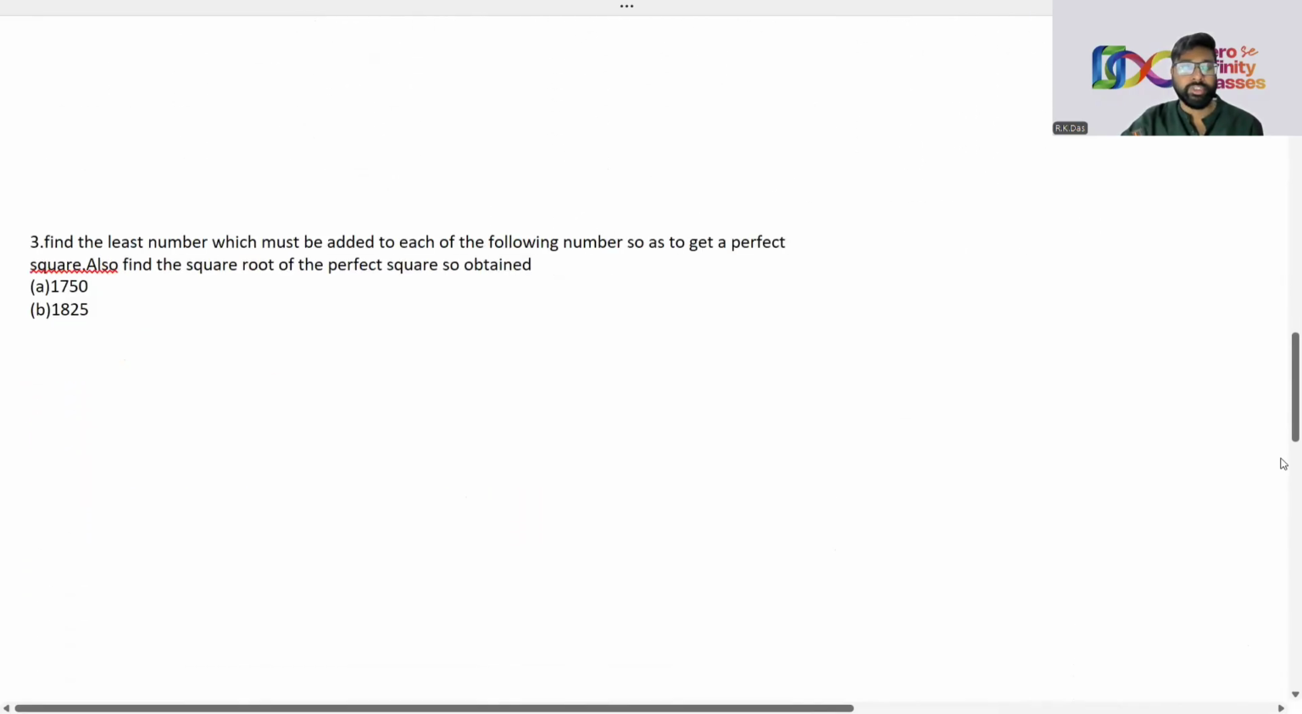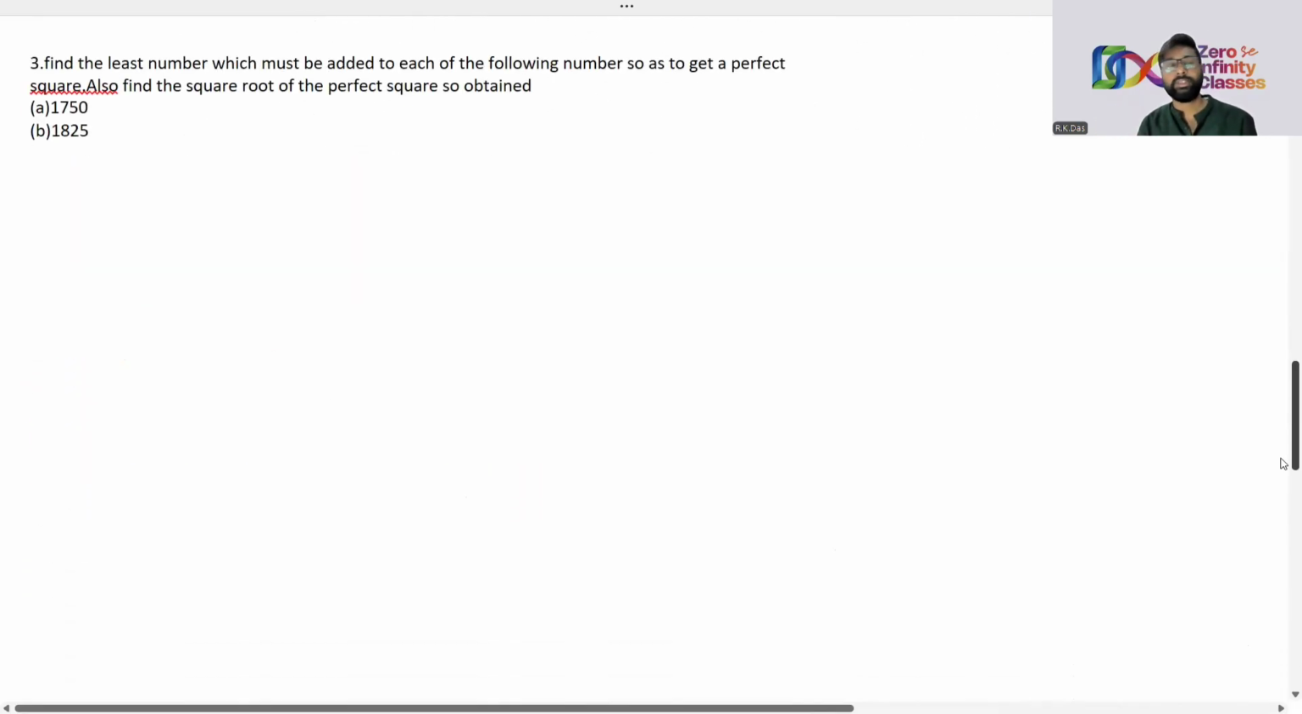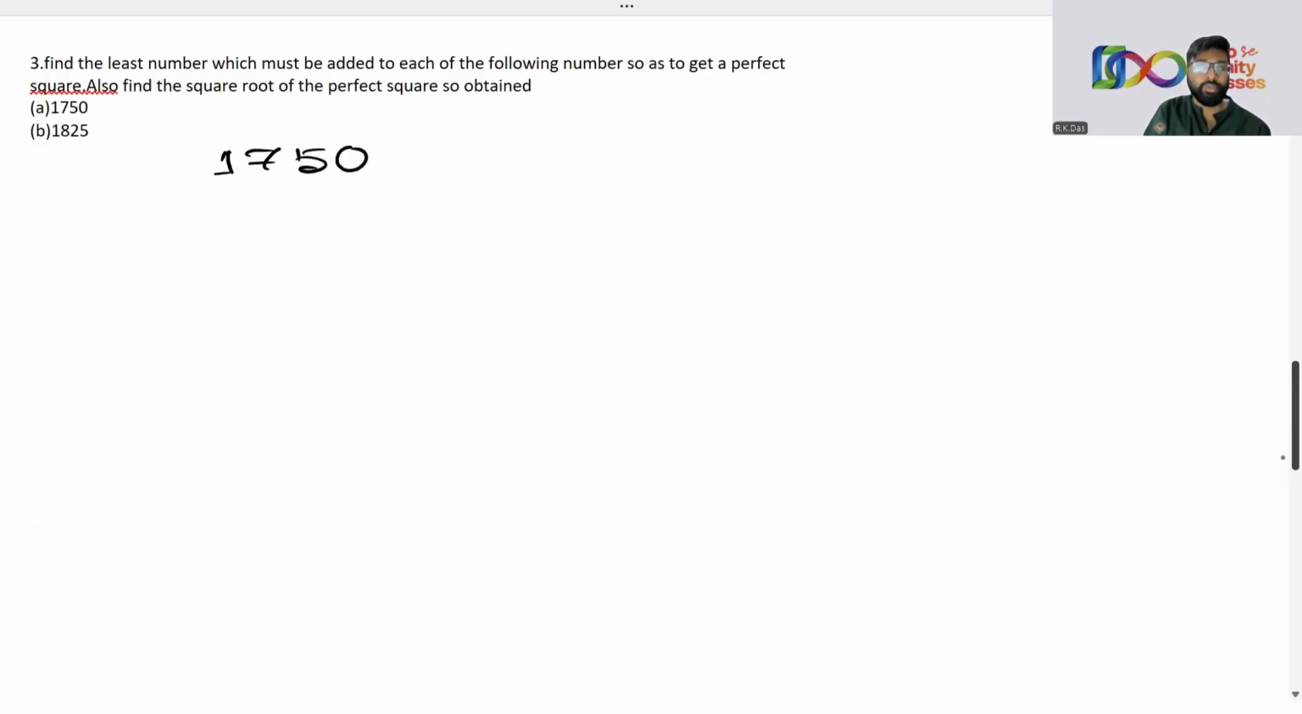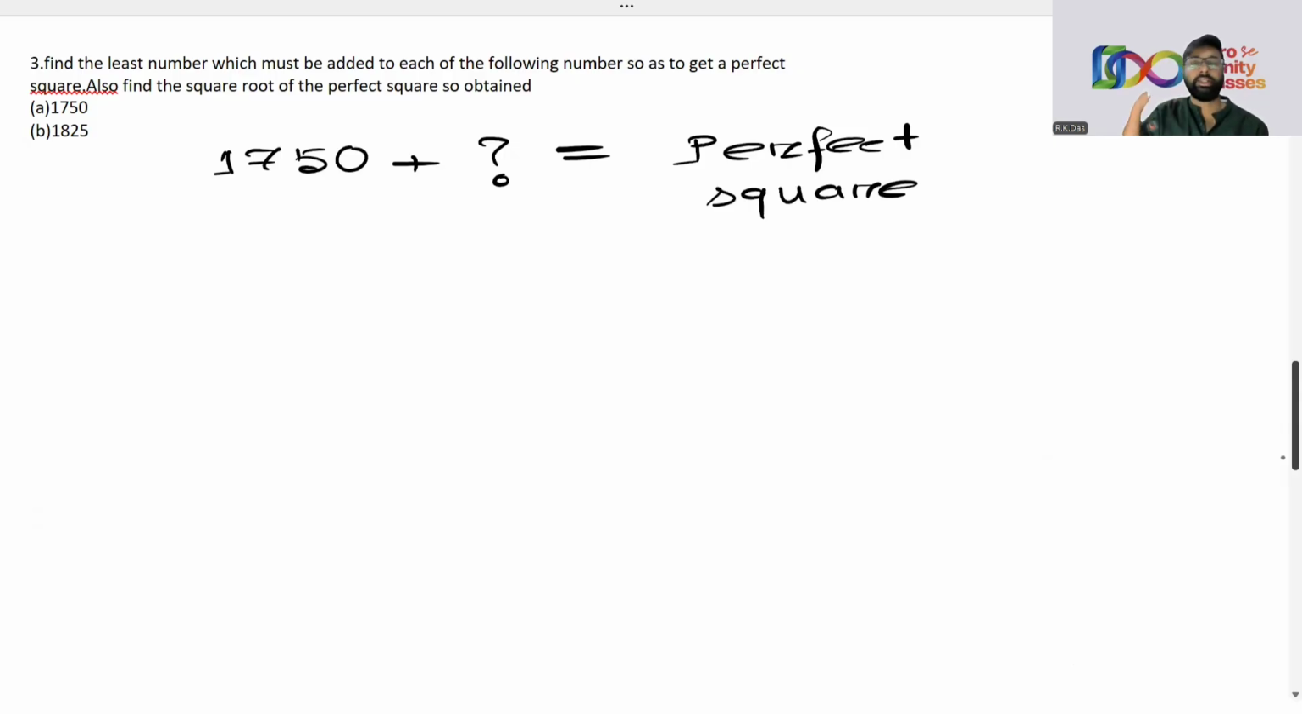Now, question number 3. Question number 3 is the opposite of question number 2. In question number 3, we have to find a number which we are going to add to this number so that the number becomes a perfect square. So I'm writing here, suppose the first question is 1750. What number are we going to add to 1750 so that the number becomes a perfect square?